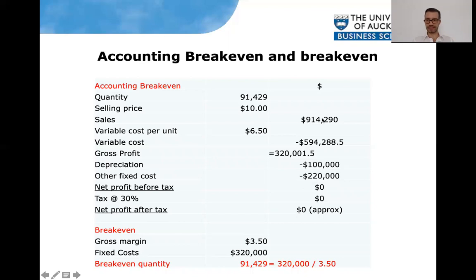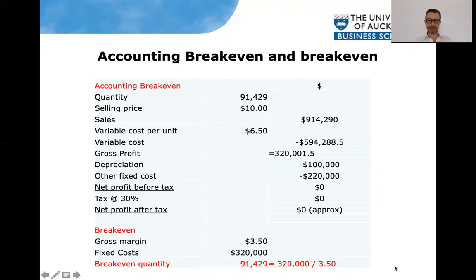So if I do 914 minus 594, I get a gross profit, remember the income statement, of approximately $320,000. From this number, I reduce the fixed costs, which are also $320,000. So I get a net profit before tax of 0. Tax is 0 because there is no profit, and so the net profit after tax is approximately 0. I hope this example clarifies.